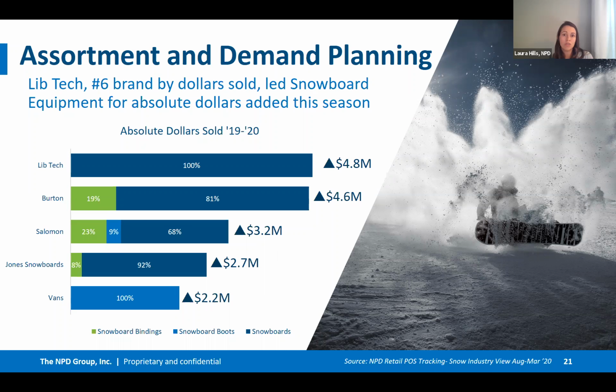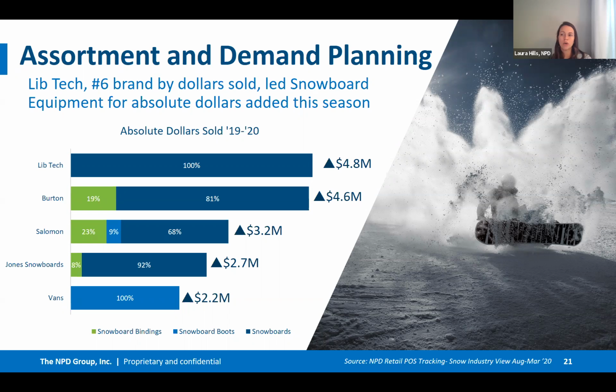This trend continued to hold some truth this past season as well, where we saw LibTech, which is the 6th ranked brand by dollars sold, contribute the highest in absolute dollars sold for the 19-20 season. And then additionally, Jones Snowboards, which is the 10th ranked brand by dollars sold, made the top 5 list for new dollars added to snowboard equipment. And then lastly, Vans, which falls outside the top 10, but ranks 12th by dollars sold.